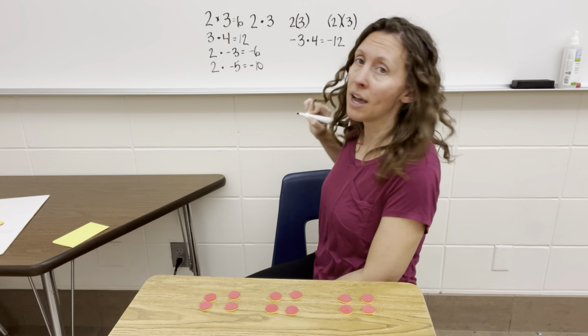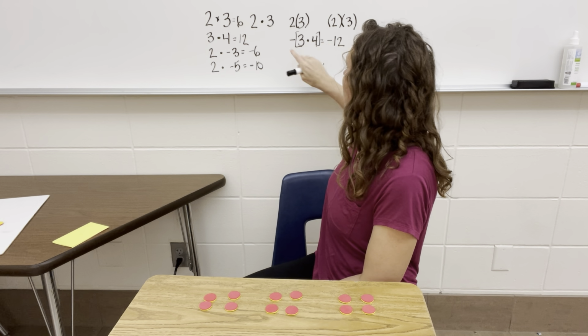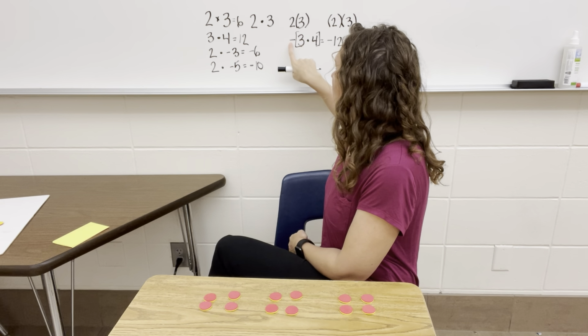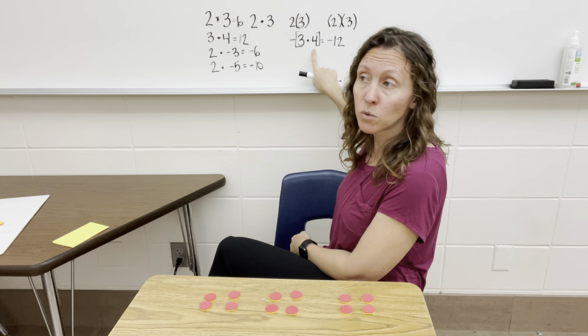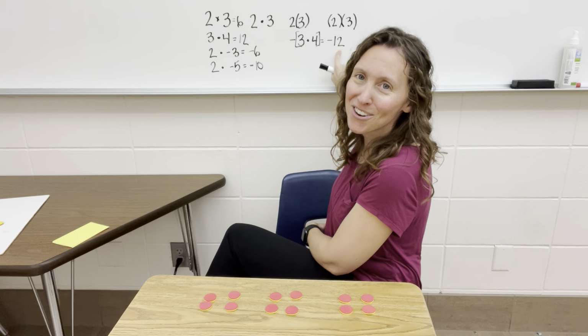Another reason I can do that is I can say, I'm gonna take the opposite, because negative really just means opposite. So the opposite of 3 times 4, which is 12, and the opposite of 12 is negative 12. So that's another reason why.